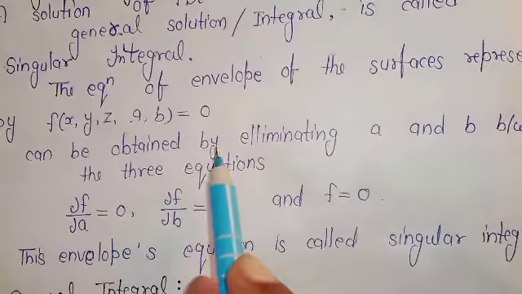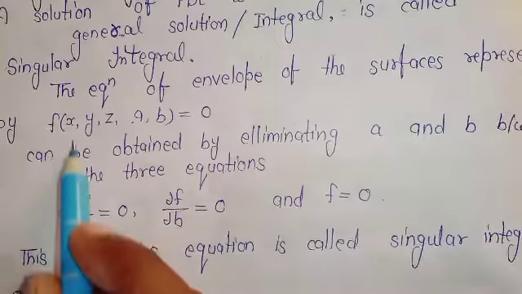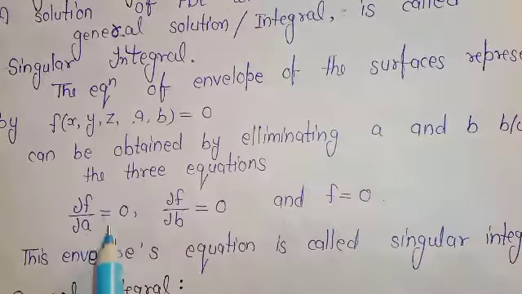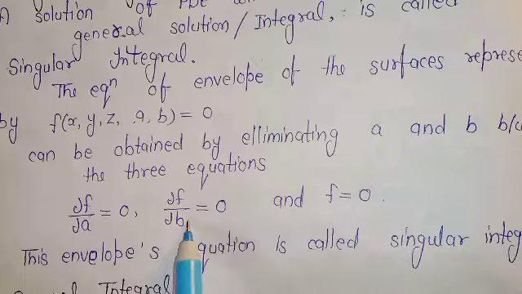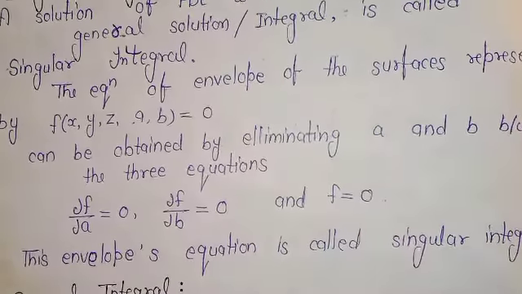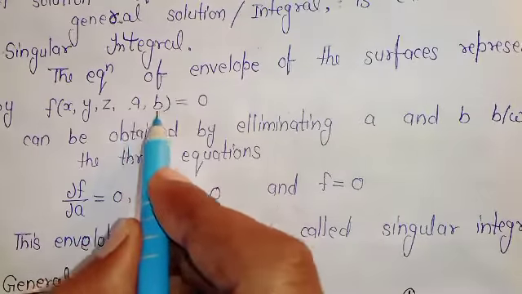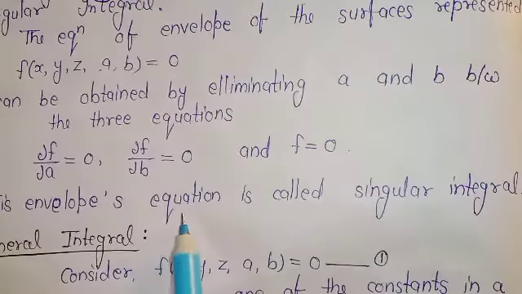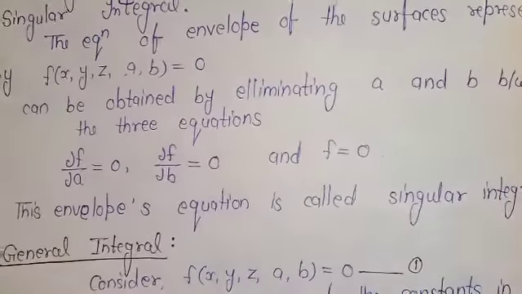is obtained by eliminating a and b from three equations. Firstly, we differentiate the given equation, which is in x, y, z, a, b, partially with respect to a and equate it to 0, and then we differentiate it partially with respect to b and again equate it to 0, and then we take the function itself as 0. With the help of these three equations we try to remove the constants, and the equation that is formed after removing the constants will be the envelope's equation, and that is called the singular integral for the given PDE.